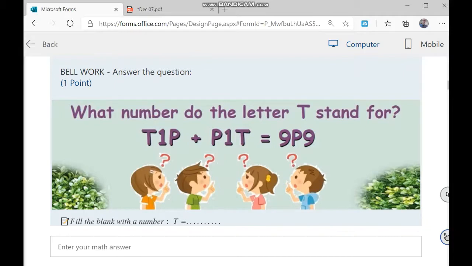What is going to be the answer? You will know the answer already. If you have an answer, if you have a guess, type it now. Send me a message. What number does the letter T stand for? T1 plus T1P plus P1T equals 9P9. It looks like TIP plus PIT equals 9P9. So send now your messages. What do you think is the right answer?